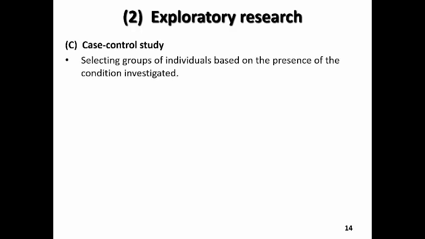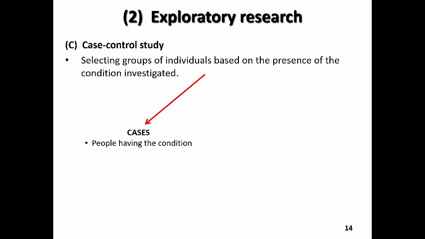In this lecture, we continue our discussion of exploratory research by beginning with a type of study called a case control study. In this study, the researchers would select groups of individuals based on the presence of a particular condition being investigated. So the first contrast between the case control study and the cohort study, which was addressed on the previous slides, is that the case control study will include individuals that have some pre-existing disease or condition.